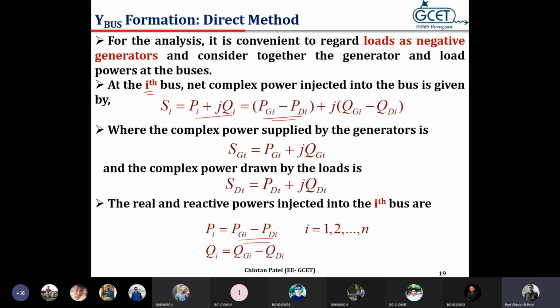And remember one thing, this condition is not fixed. It is not that power keeps flowing in the same direction for 24 hours, because our power system is highly dynamic in nature.